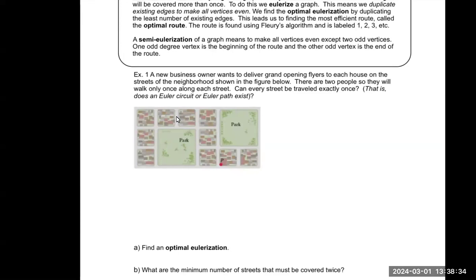So I'm just going to make a vertex at every spot where they have a choice to go left or right. I'm just going to make a vertex.